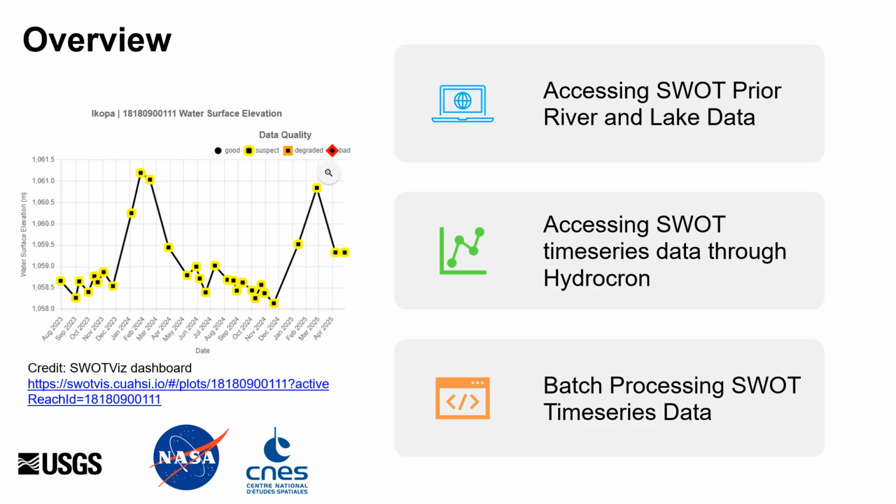As an overview of today's talk, I'm going to be talking about how we can access the SWOT prior river and lake data, which allows us to view the geometries that we're interested in downloading data for. And then I'm going to demonstrate different ways in which we can access SWOT time series data using the Hydrocron API. And finally, I'll end with some examples of how we can batch process SWOT time series data in order to download data over several lakes or rivers at once.